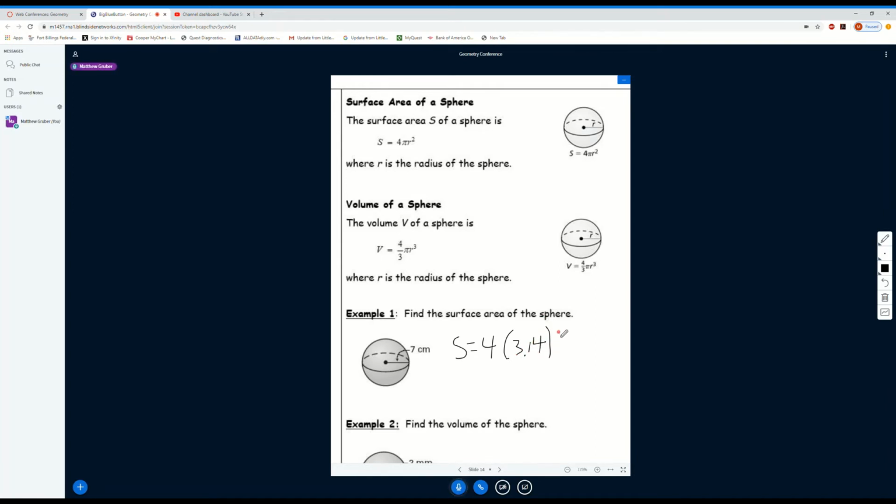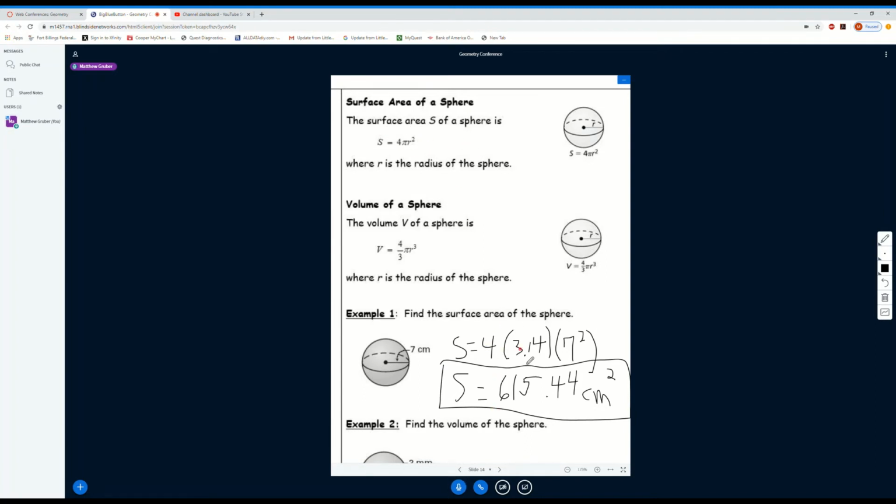So 4 times pi, and the radius of this sphere is 7. So it's just a calculator problem. 7 squared is 49. 4 times 3.14 times 49. The surface area of that sphere is 615.44, and its surface area units will be square units, centimeters squared. So that's just a pretty much straightforward application of the formula.